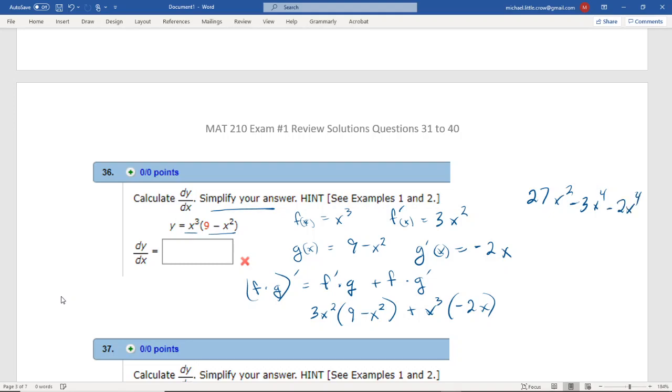2x to the 4th. So our final answer is going to be 27x squared. The x to the 4th terms are like terms, so we get a minus 5x to the 4th.